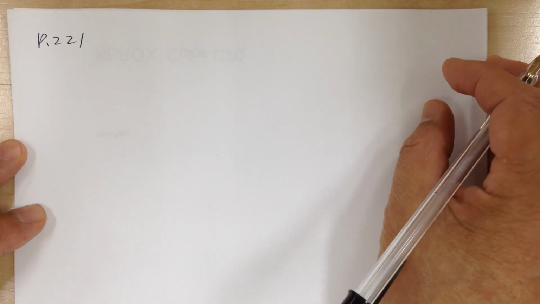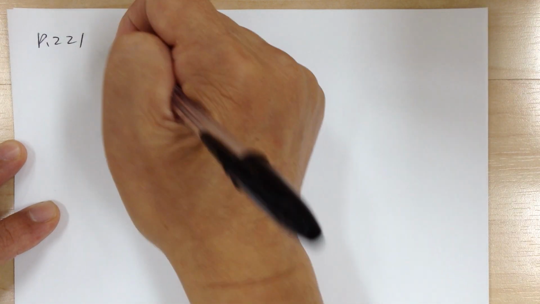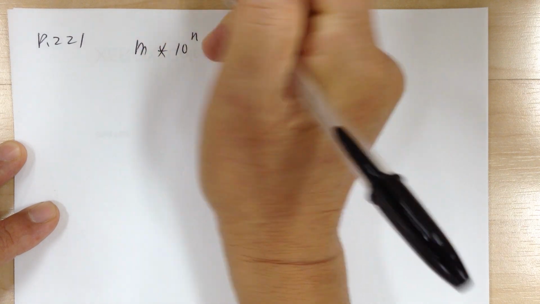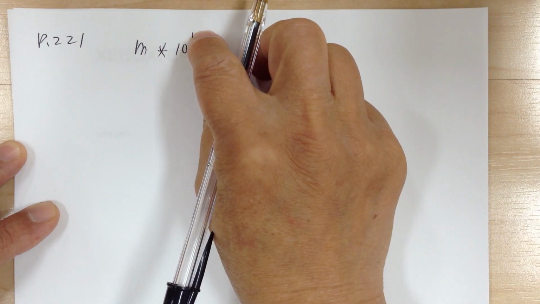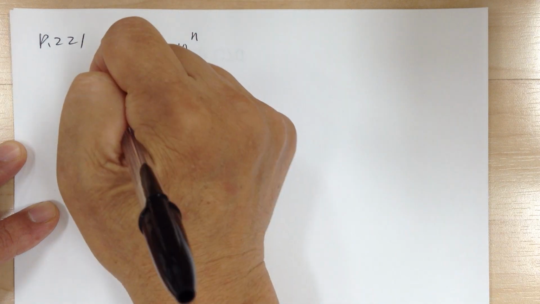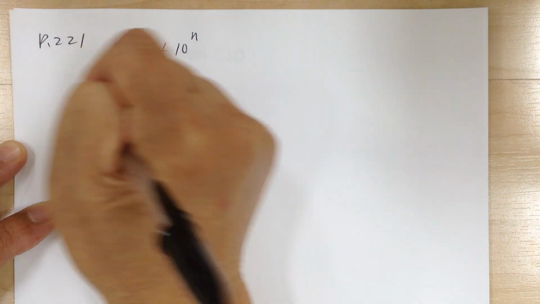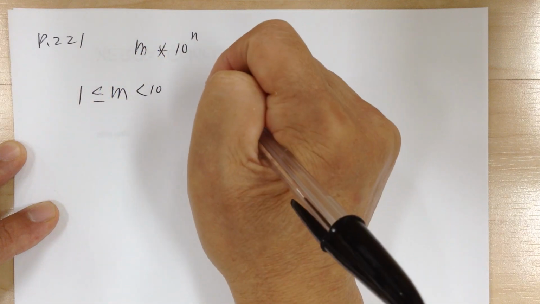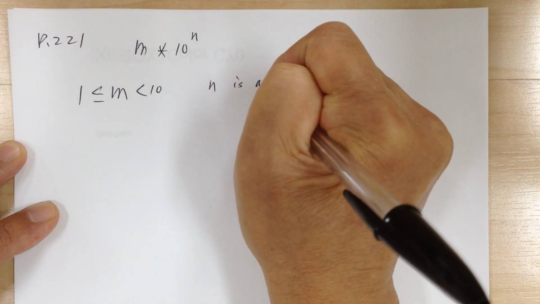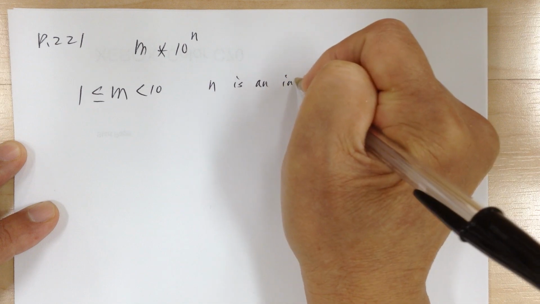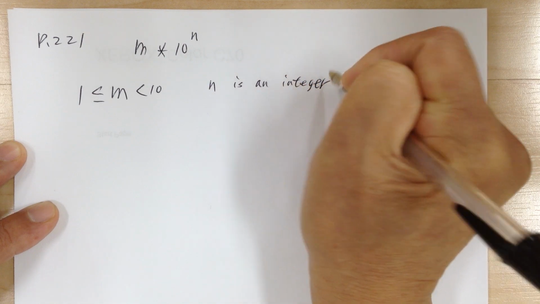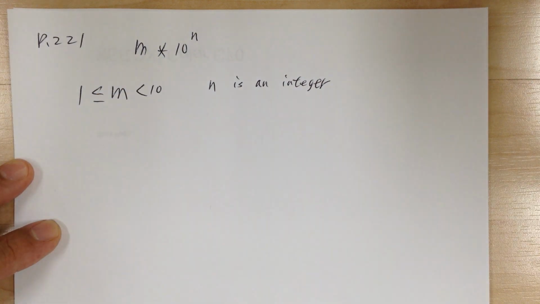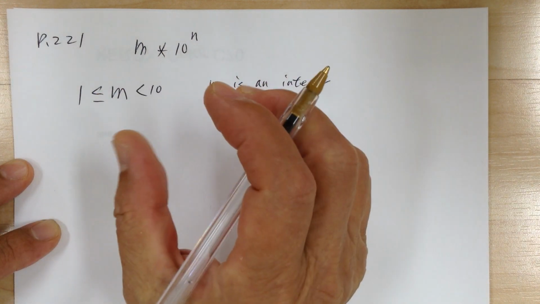So first, scientific notation is in the form m times 10 to the n. n is an integer, and m is greater than or equal to 1 and less than 10. Okay? And n is an integer. So this is a requirement for scientific notation. And significant digits means how many digits you write.